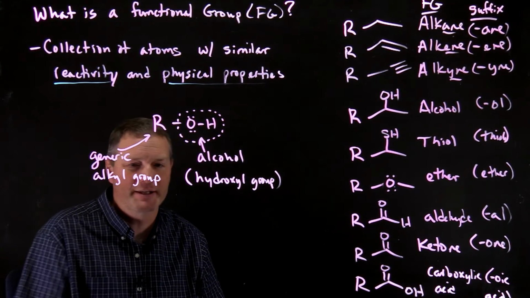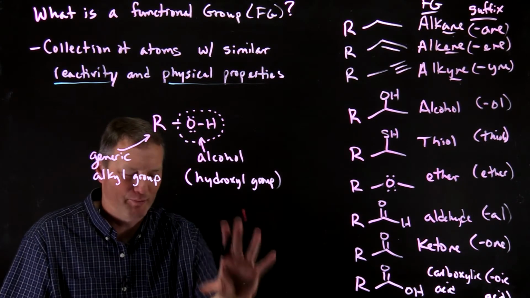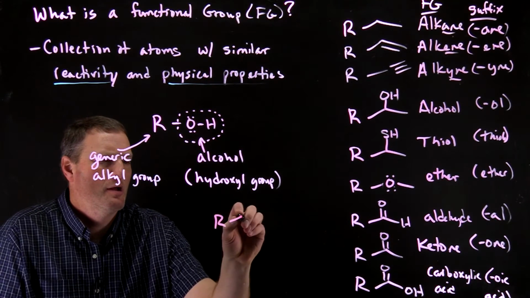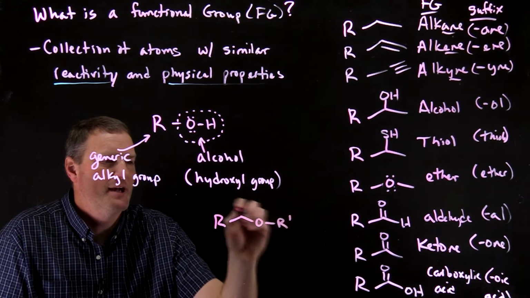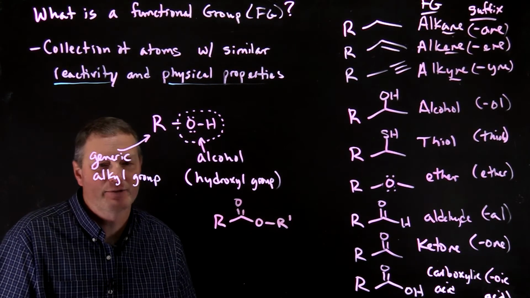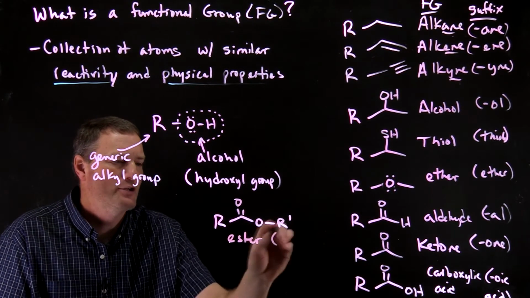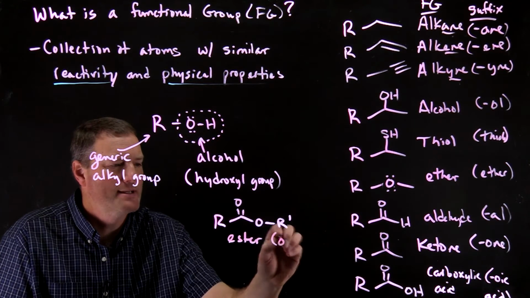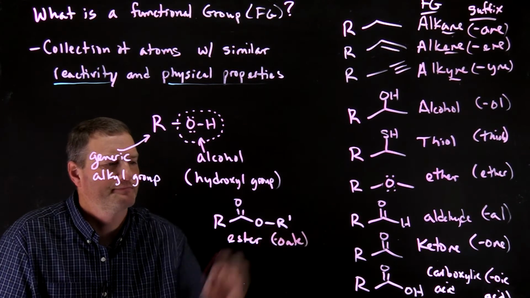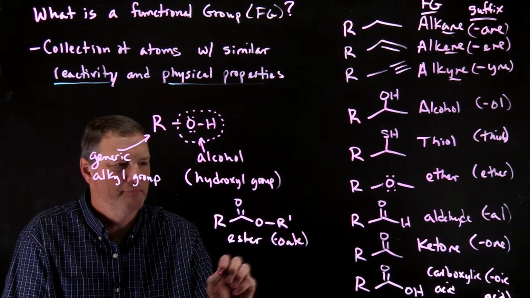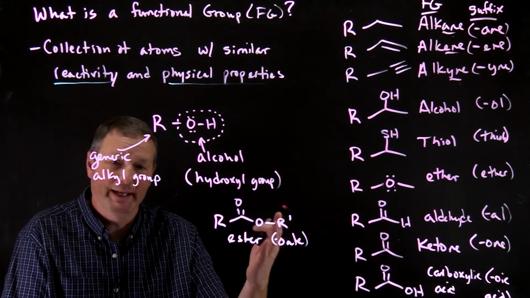There's a couple others I'd like to put right here so you'll have them in your notes. Another one that we definitely will be talking about quite a bit is this one. It's called an ester. And it usually has the suffix -oate. Let's see, one that's now going to be quite a bit different than any of these. We're going to put a nitrogen in.